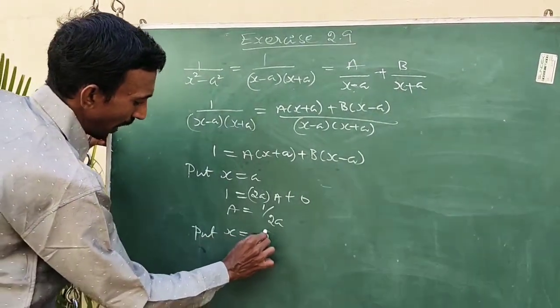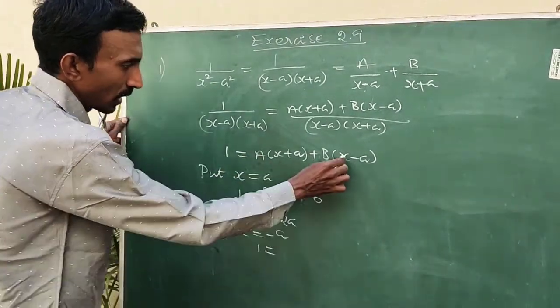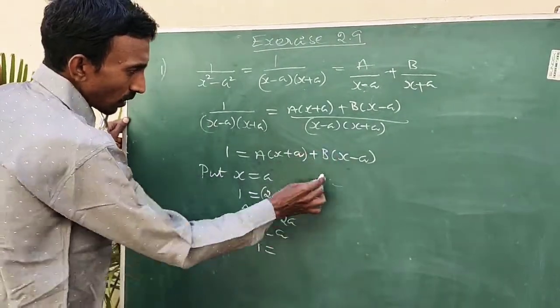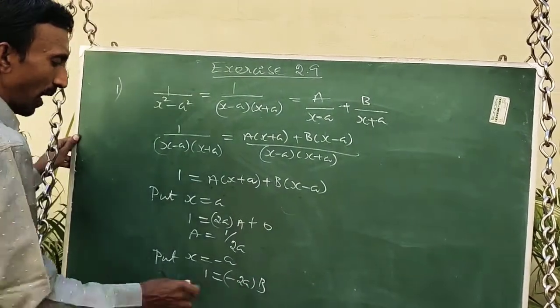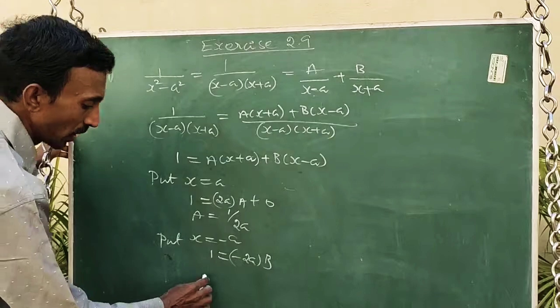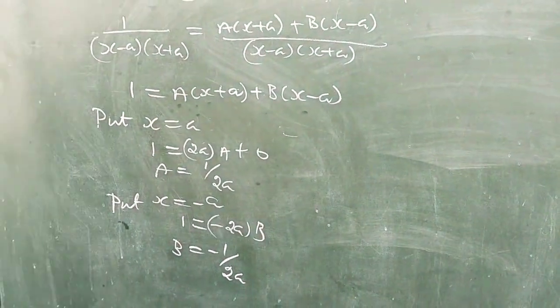Put x equal to minus a. So a minus a is 0. So 1 equal to, okay, minus 2a into b. Okay. Minus a minus 2a. So b equal to minus 1 by 2a.